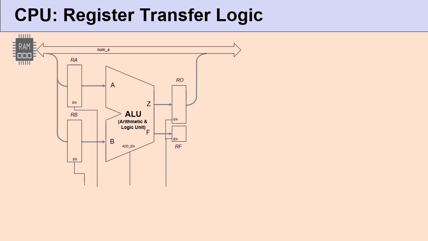With these basic components in place, now we can see what are the steps that we need to carry out in order to execute the addition operation in our CPU. The first thing that we need to do is to tell the memory to send the first value that we are going to add, that is number A, through the system bus.